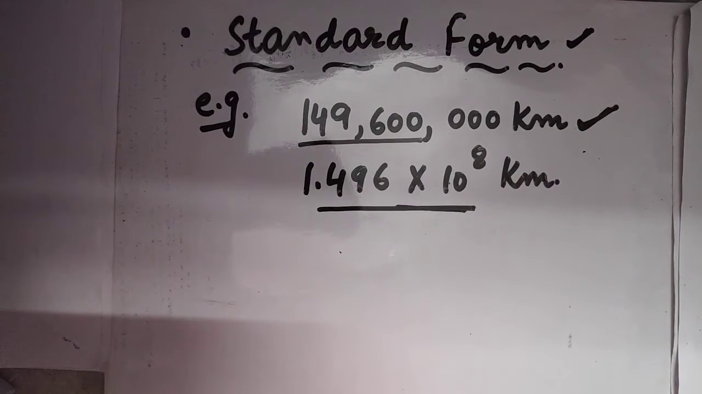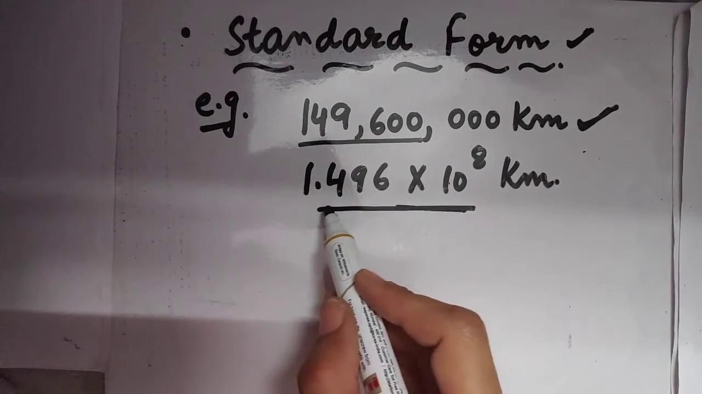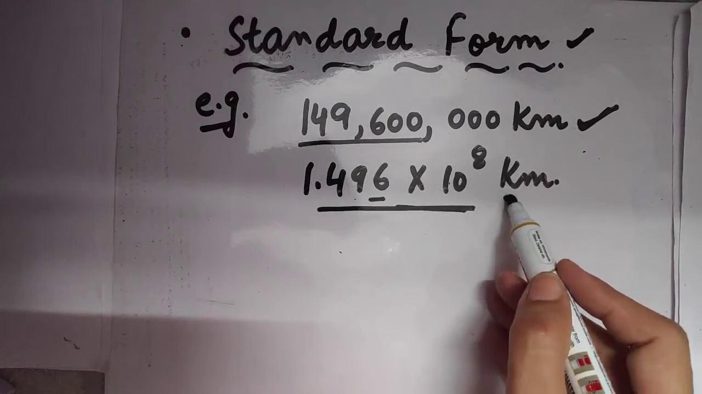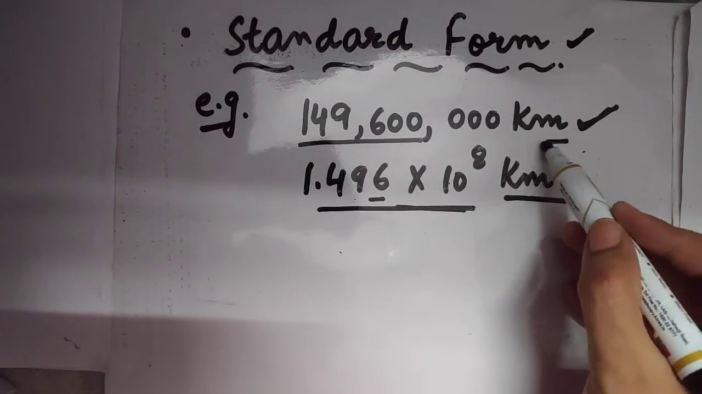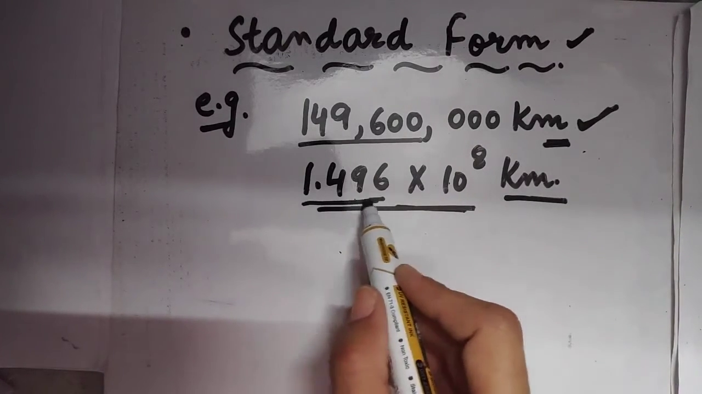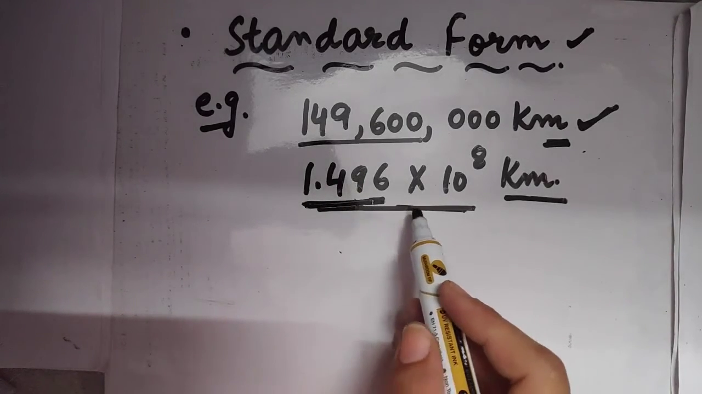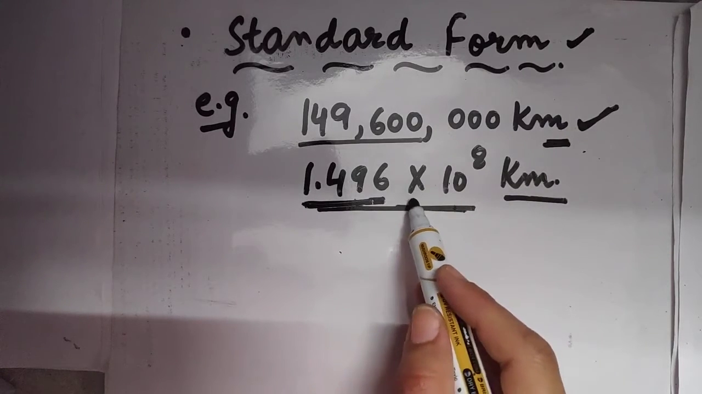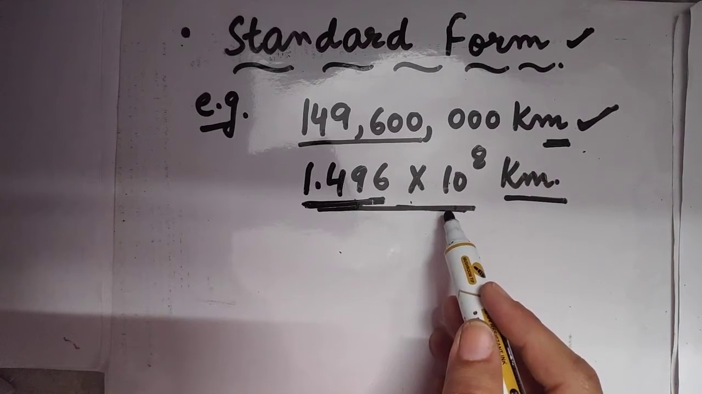I am repeating it. This is basically the distance of Earth from the Sun, and this I have written in the form 1.496 into 10 raised to the power 8 kilometers. What I have done is express the given number as a decimal number which is being multiplied by a power of 10. So such a number is called standard form.